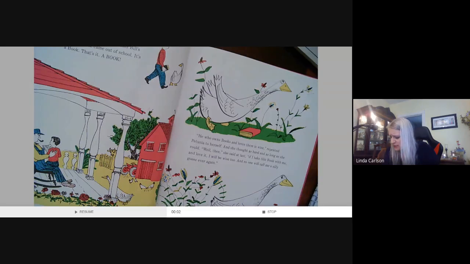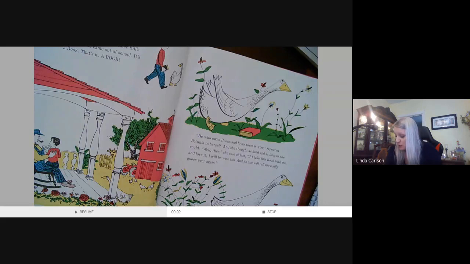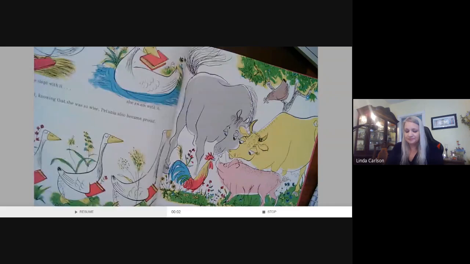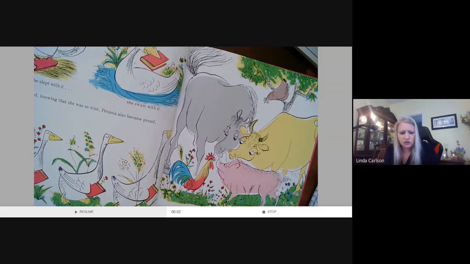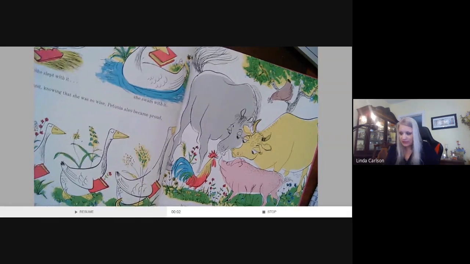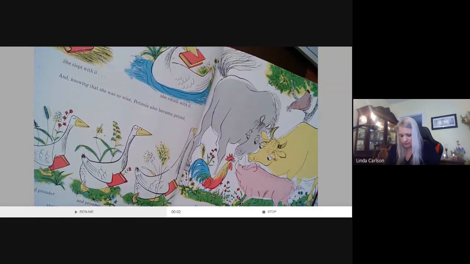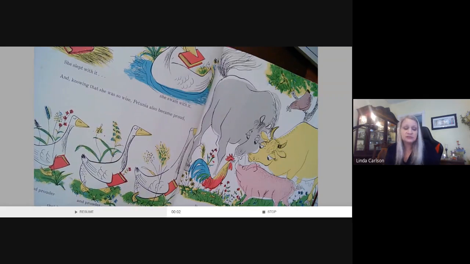And she thought as hard and as long as she could. Well, then, she said at last, if I take this book with me and love it, I will be wise too, and no one will call me a silly goose ever again. So Petunia picked up the book and off she went with it. She slept with it. She swam with it. And knowing that she was so wise, Petunia also became proud and prouder and prouder, so proud that her neck stretched out several notches.